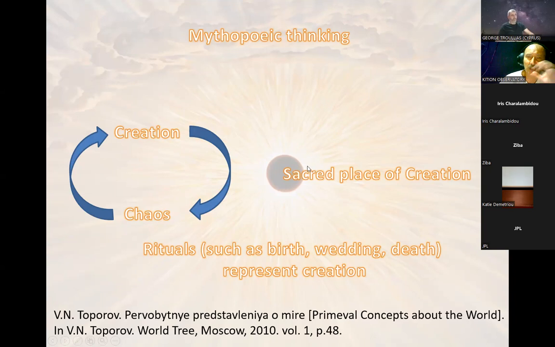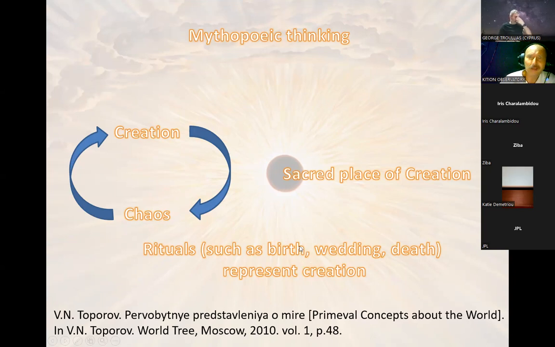So it comes from myths. So we know it because we know myths in this period. And this sacred place is constantly repeated in rituals, and the rituals always represent it. And rituals are not about only birth, wedding, and death. We'll discuss them a bit later.